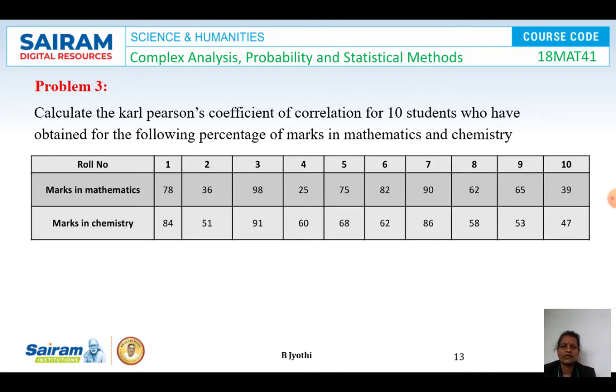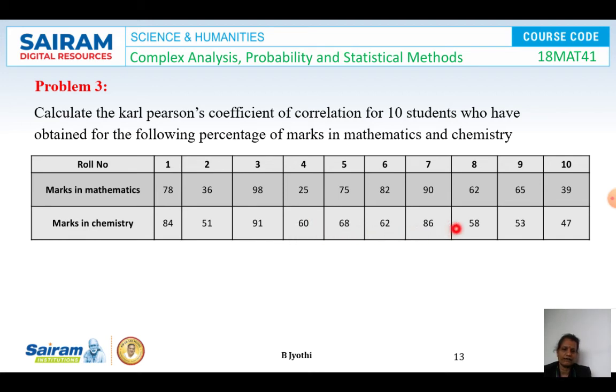Next problem. Calculate the Pearson's coefficient of correlation for 10 students who obtained the following percent of marks in mathematics and chemistry. So, student number 1 has scored 78 in mathematics and 84 in chemistry. Similarly, student number 2 or roll number 2 has scored 36 in mathematics, 51 in chemistry and so on. Up to roll number 10 we have taken the marks of 2 different subjects, that is mathematics and chemistry.